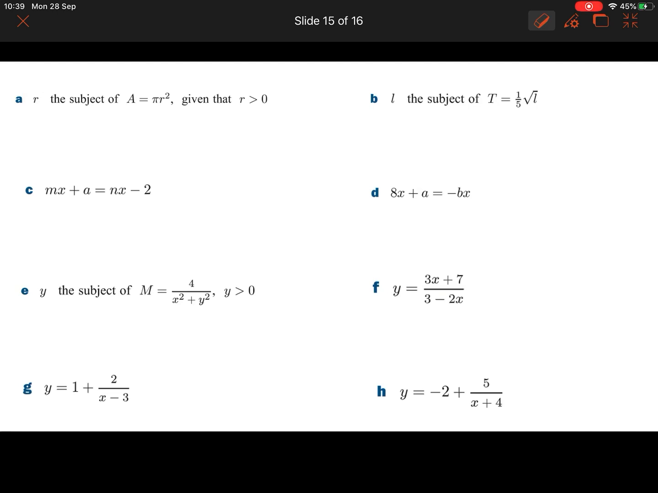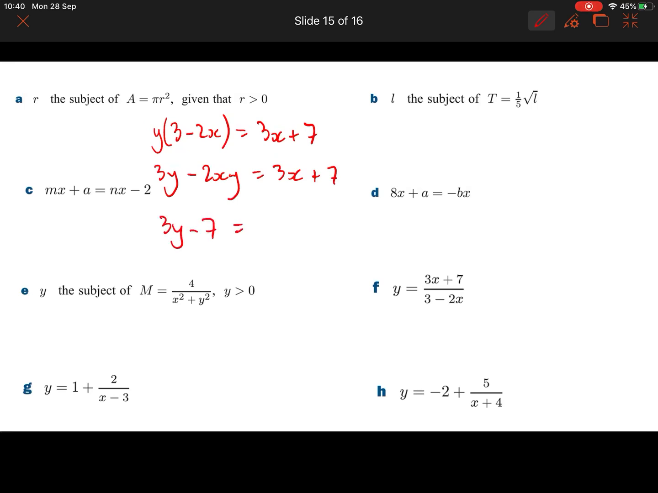Just going to delete everything so I've got spaces. Okay, I'm going to do this one up here. So I'm going to first of all get x out of the denominator. Okay, expand: 3y minus 2xy equals 3x plus 7. Okay. Get x. x is on the same side, so I'm going to do 3y minus 7 equals 3x plus 2xy.